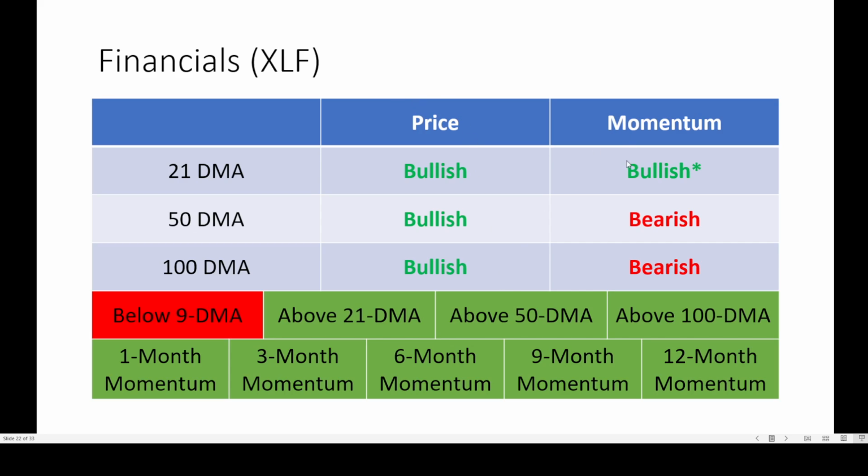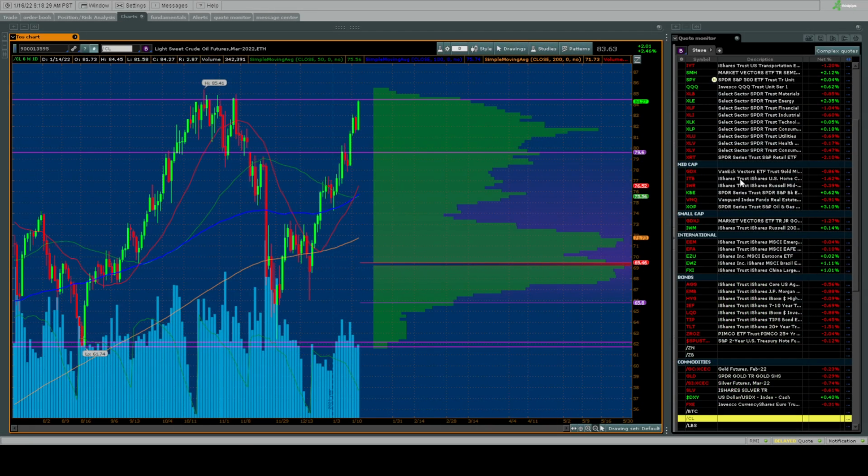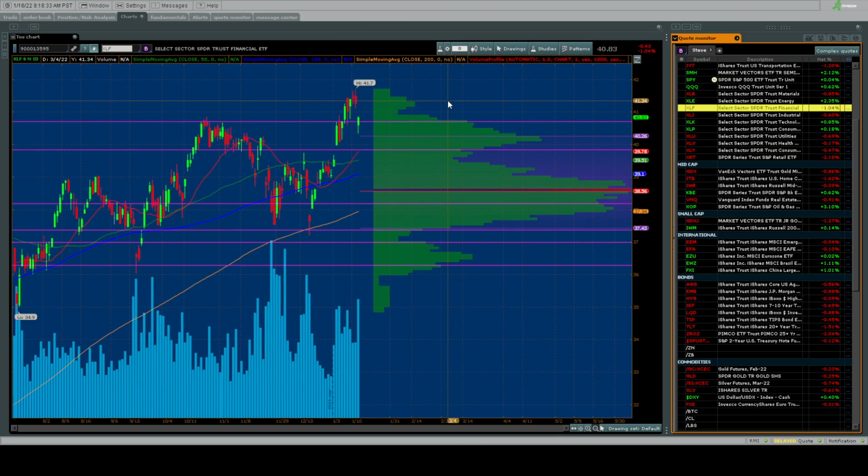Let's look at financials here. Price is bullish. In case you're wondering if this is recorded live without editing, it is. It is for sure. Momentum on the 21-day moving average is turned bullish. Otherwise, nothing changing here. And we would expect to see financial stocks go up because bond prices go down. They don't trade perfectly inverse of each other, but they trade fairly inverse of each other.